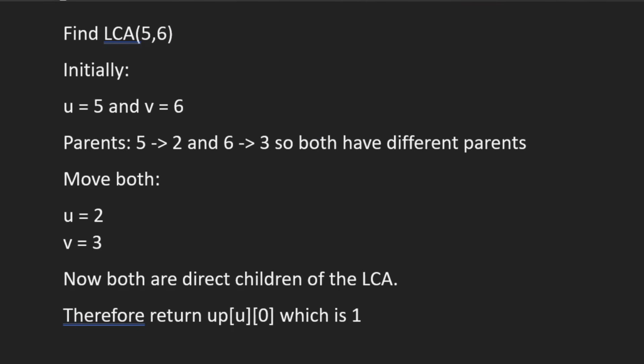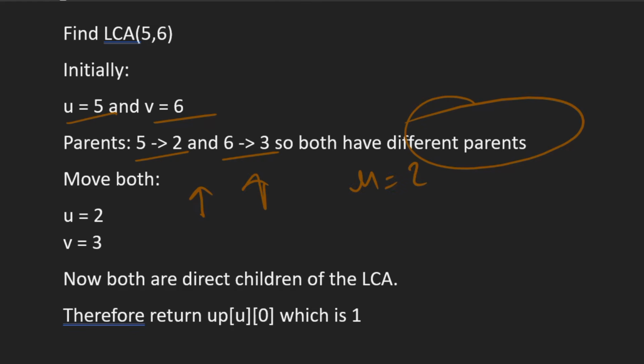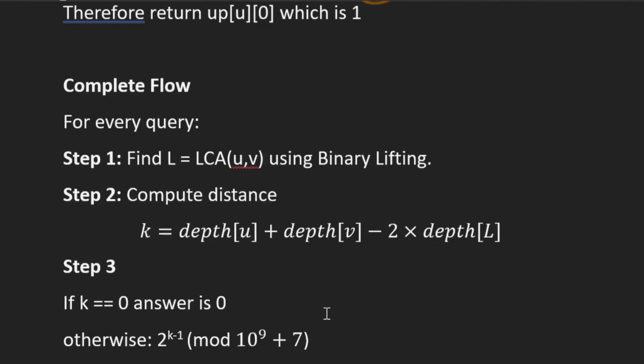If you see, we have u is equal to 5, v is equal to 6. So we get the parent of 5 and the parent of 6. Both have different parents. So we move both in the up direction. Now after moving, u becomes 2, v becomes 3. Now after checking, both of these are the direct children of the lowest common ancestor. So we return the answer.